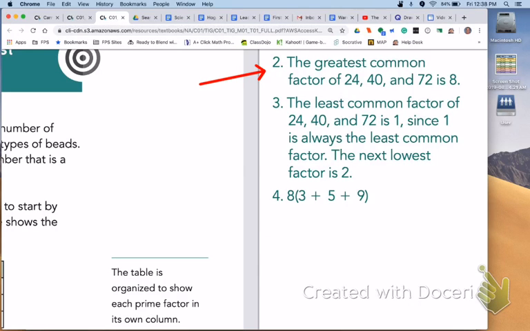For number 2, the greatest common factor of 24, 40, and 72 is 8. For number 3, the least common factor is 1, but since 1 is always the least common factor, the next lowest factor is 2. And for number 4, rewriting the numeric expression using the distributive property: 8 times the quantity of 3 plus 5 plus 9.